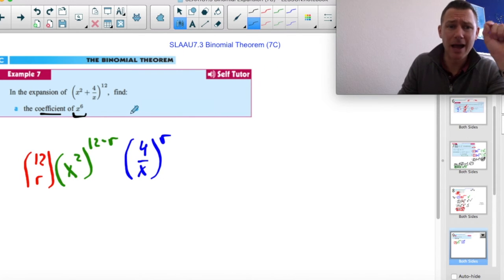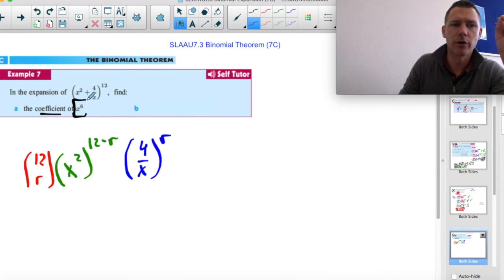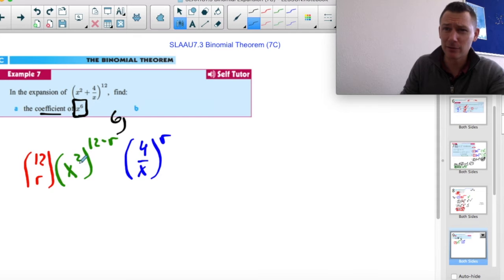Now, I'm interested in the term where x has a power of 6 on it. There's some x's here and some x's here. I can't just make the r value 6. It's not going to work because if you put 6 in for r, you'd get a 6 here, but then you'd multiply by 2 and you'd get 12, you get x to the 12th, and it's going to mess things up.